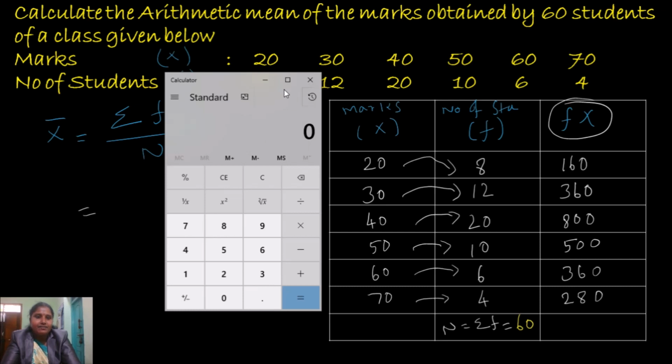By adding the values of fx, we have 160 plus 360 plus 800 plus 500 plus 360 plus 280. We have 2460.